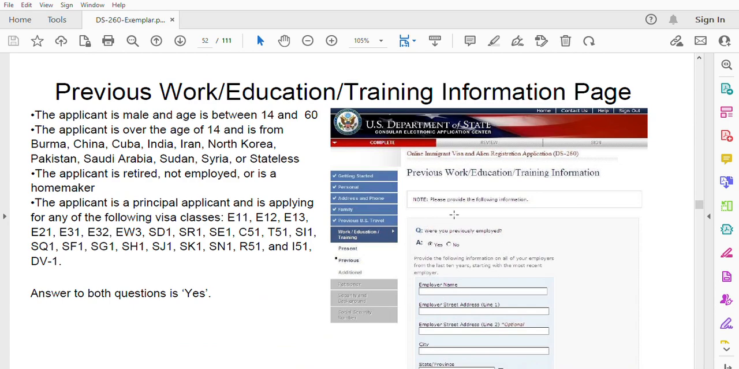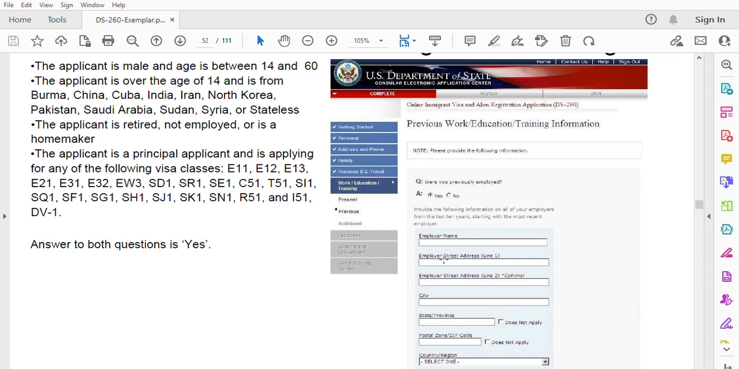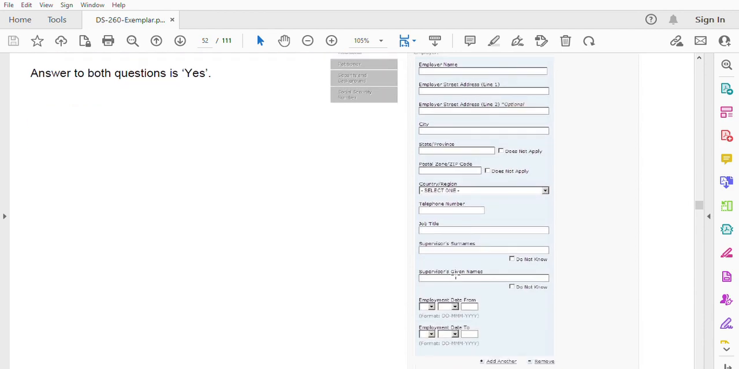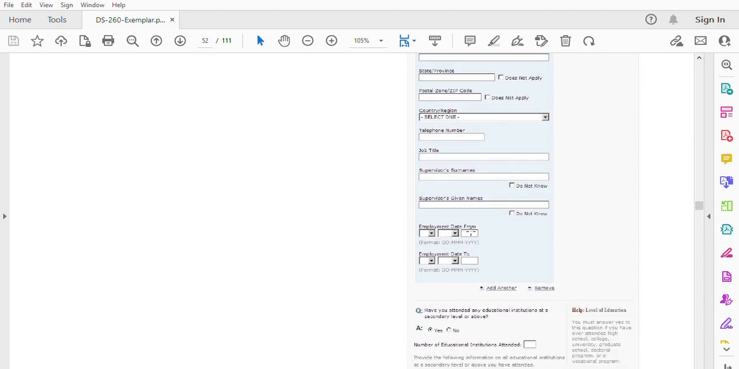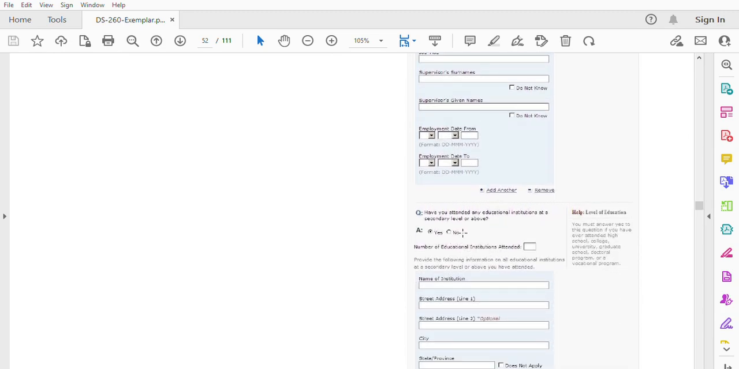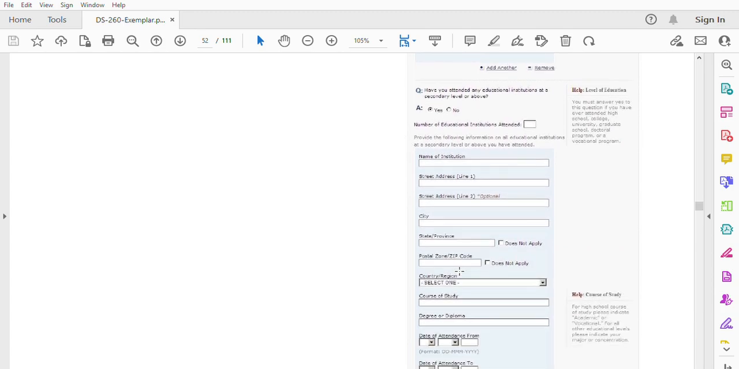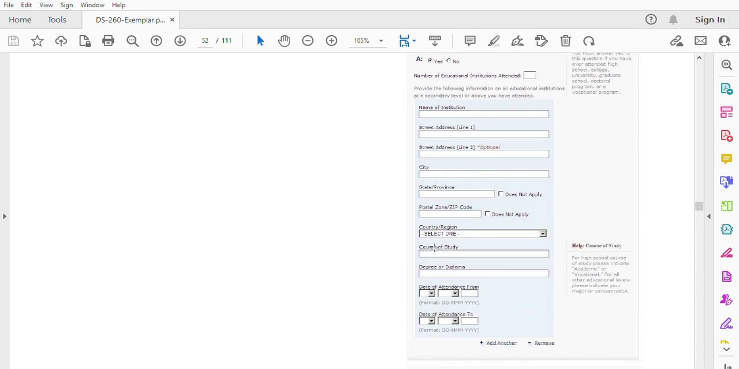This is where we're still talking here about previous work, education, training information. Were you previously employed? If you say yes, you have to give information: employer name, employer street address, the city, state, country, telephone number, job title, supervisor name, supervisor given name, employment date from, to. Have you ever attended any educational institution at the secondary level? If yes, this is where you can enter your school name, address, city, state, country, and course of study. What did you study? Did you have a degree or not, and date from when you attended the school to when.